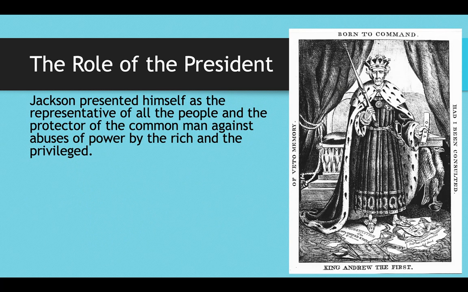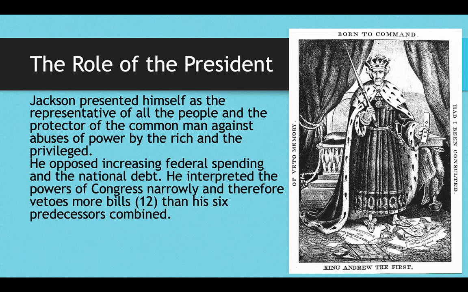Jackson presented himself as kind of the representative of the common man, of all the people, the protector of the little guy, the regular guy, and also as a protector against the abuses of power that the rich and the privileged so often do. He opposed increasing federal spending. He also opposed the national debt.